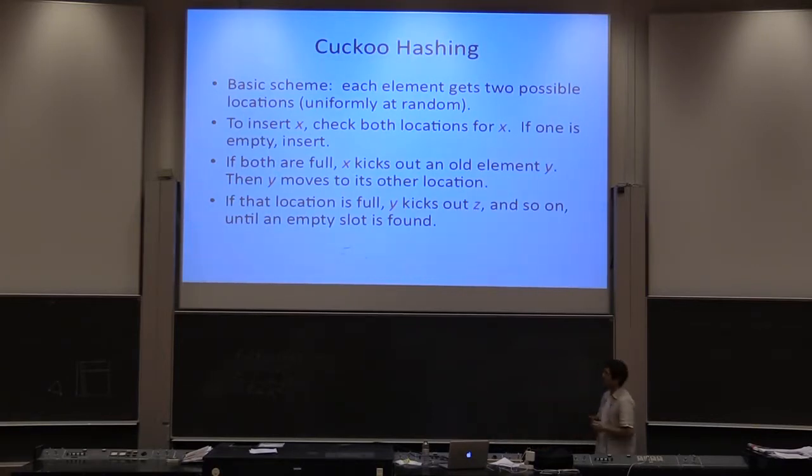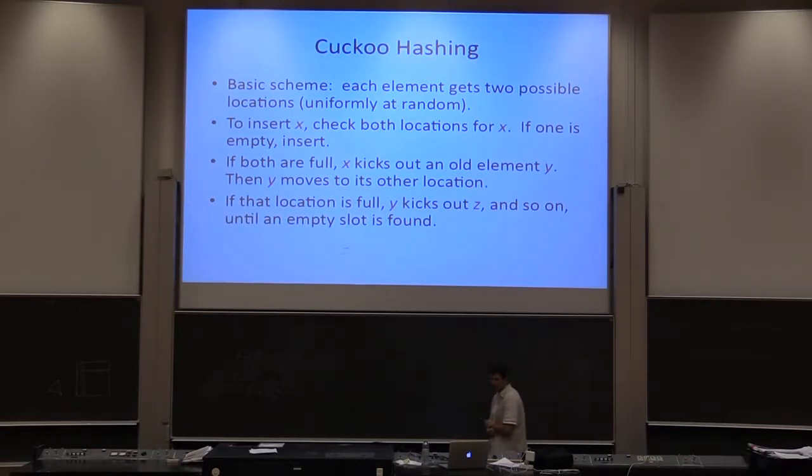And cuckoo hashing, that was developed by Rasmus back there, is one of the ways of doing this. All right, so the basic version of the scheme, you get two choices. Can we think of them as being uniformly at random? To insert an item, I'll check both locations, and if one is empty, I'm happy to insert it there. Here, I'm thinking of cuckoo hashing where there can be at most one thing in each bucket.